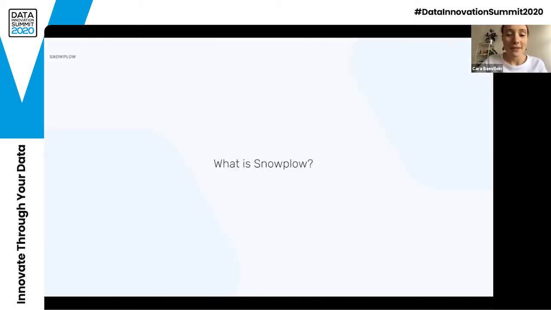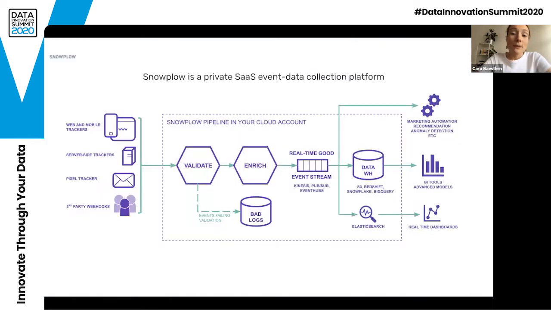So before we dive in, I thought it'd be good to quickly review what Snowplow is. Snowplow is a private SaaS event data collection platform. What does that mean? Snowplow provides a data collection pipeline directly into customers' own cloud accounts that enables companies to track behavioural data from a variety of different sources, whether it's websites, mobile apps, servers, emails, or any other third-party applications that support event-based webhooks.